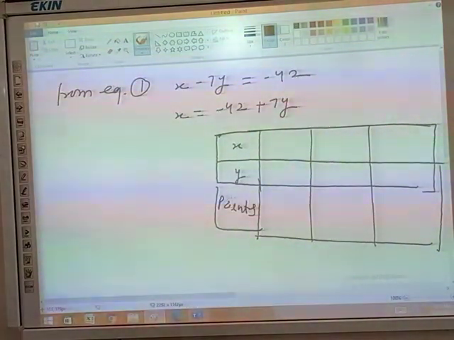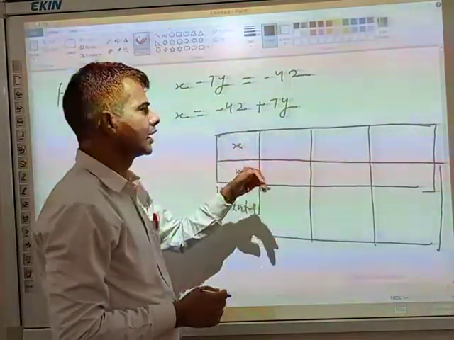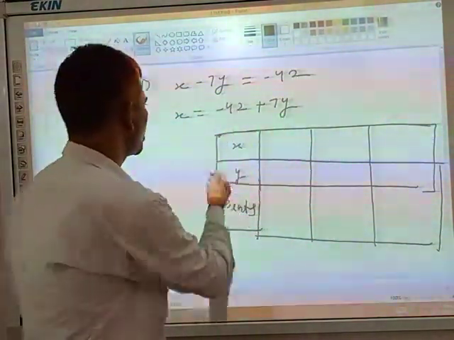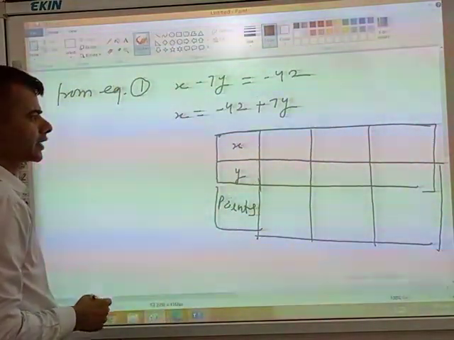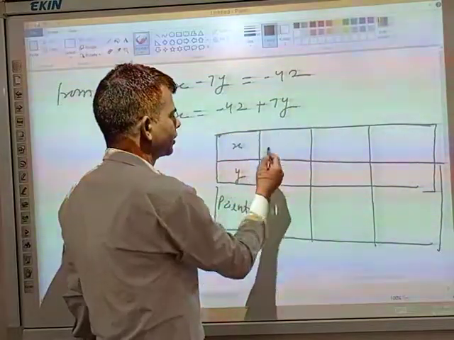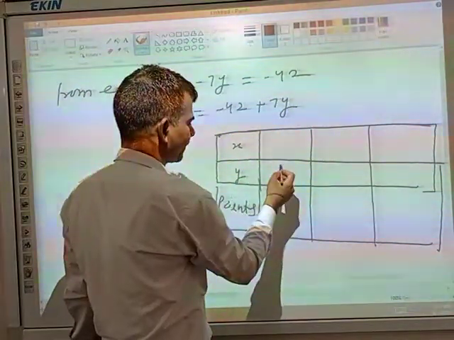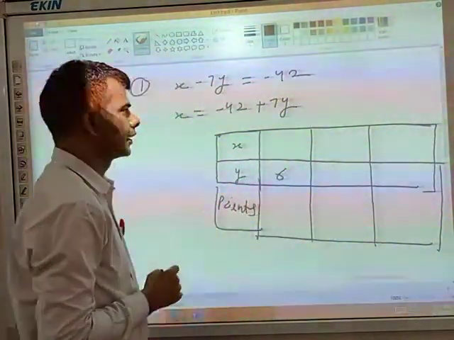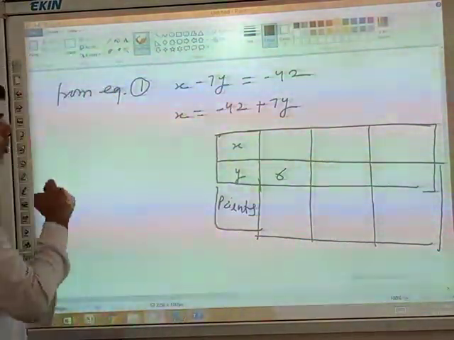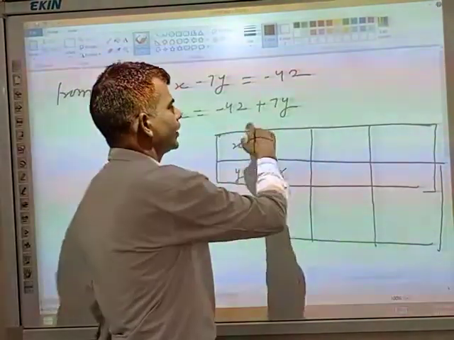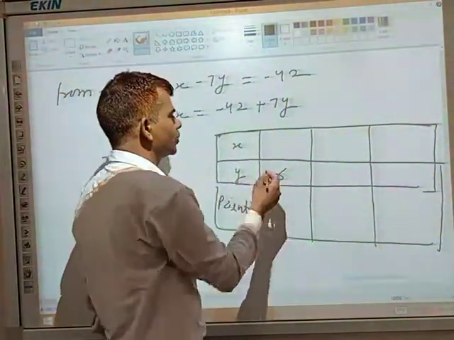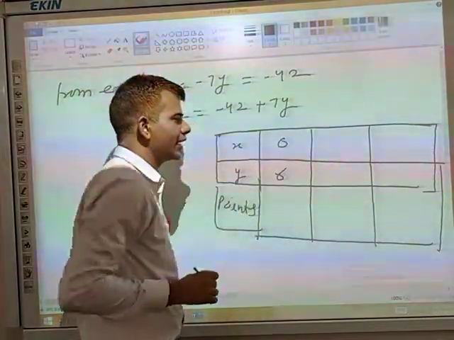Now you can take the different values of y. If you take different values of y, you will also obtain different values of x. If we replace y with 6, 7 sixes are 42, minus 42 plus 42, that is equal to x is 0. Students, any doubt?